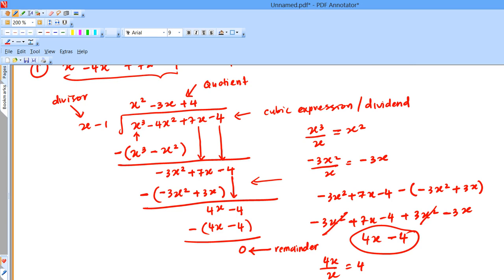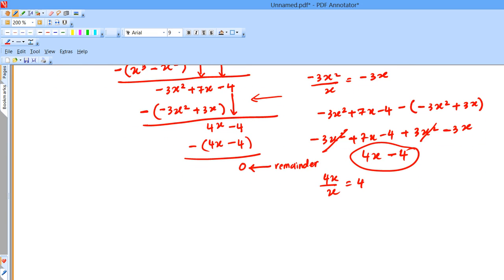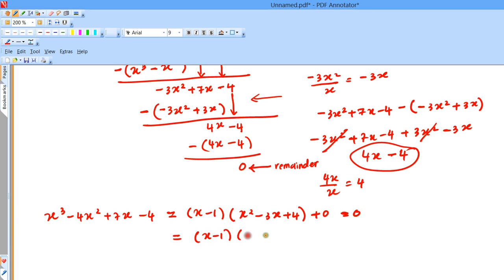So how to write this equation? Based on our question, we have the cubic expression x cubed minus 4x squared plus 7x minus 4. You can write it as equal to, based on long division, the divisor x minus 1 times the quotient x squared minus 3x plus 4, and then we can add the remainder, but now the remainder is equal to 0. So you can write x minus 1 times x squared minus 3x plus 4 equal to 0.